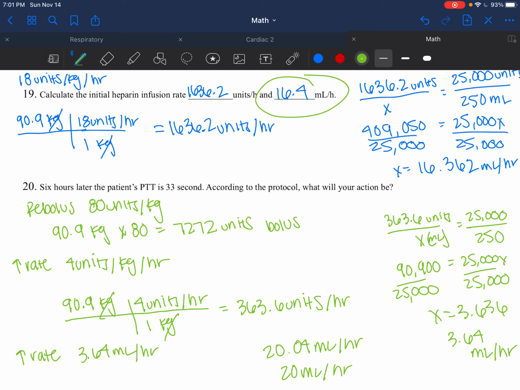So that is all there is to heparin. It is a lot of steps, but it's really just knowing where to start and really reading your protocol. You're always going to start out your problems with your weight, your 90.9 kilograms or whatever it is. That's the easiest place for you to start. That's what they give you. So always make sure you turn those pounds into kilograms, and then you can start working out your problem from there.